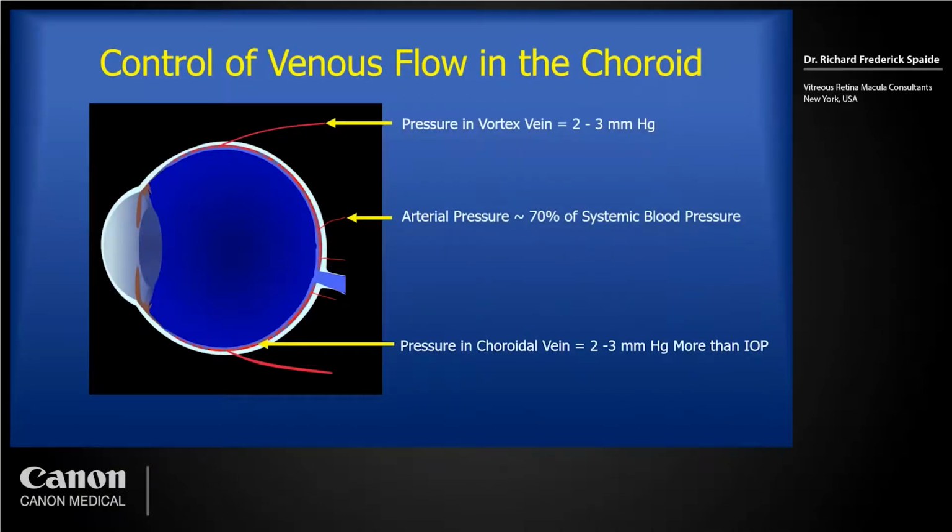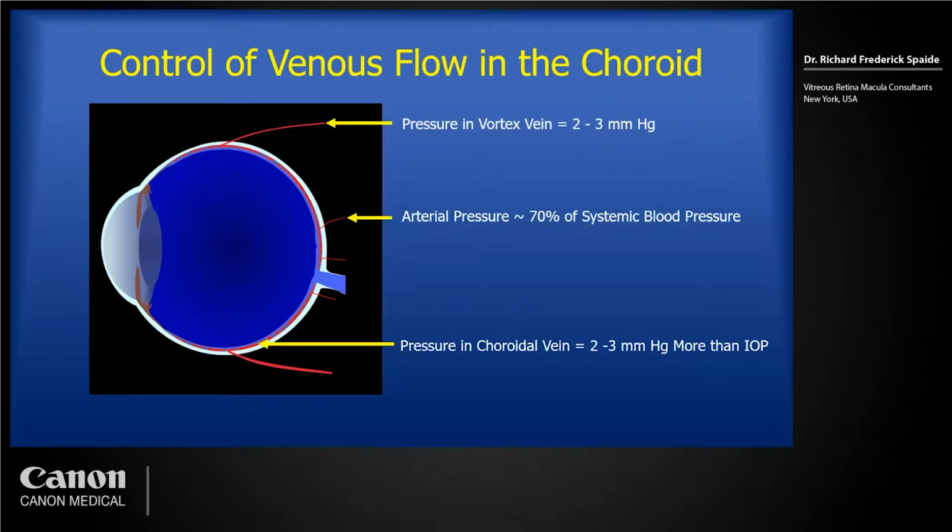Let's look at the control of venous outflow from the choroid. It's very interesting. The arterial pressure comes into the choroid at about 70% of the systemic blood pressure. The pressure in the choroidal veins is about 2 to 3 millimeters of mercury more than the intraocular pressure. The blood leaves by means of the vortex veins, and the pressure in the vortex veins is only about 2 to 3 millimeters of mercury.